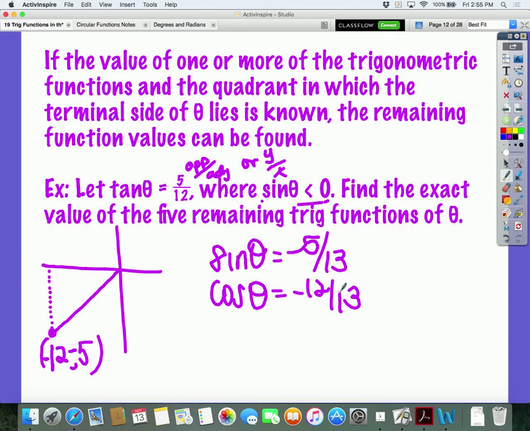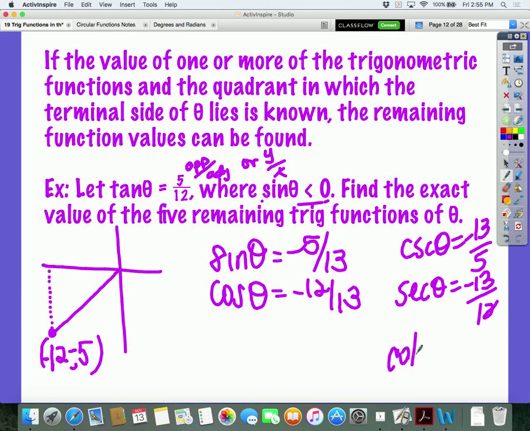We already know what tangent is, that was given to us, so let's go ahead. Cosecant. Negative 13 over 5. Secant. Negative 13 over 12. And cotangent. 12 over 5. Easy enough, yes? All right.